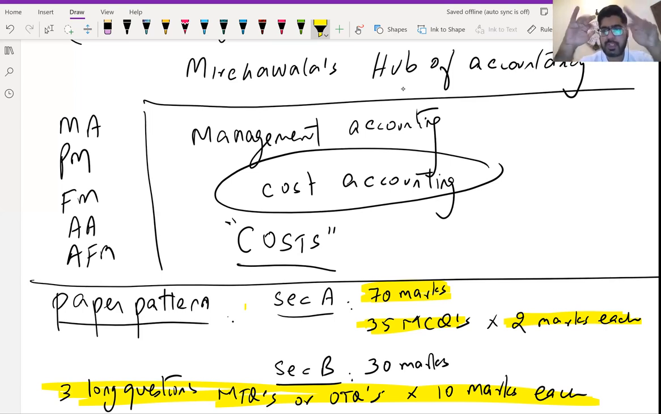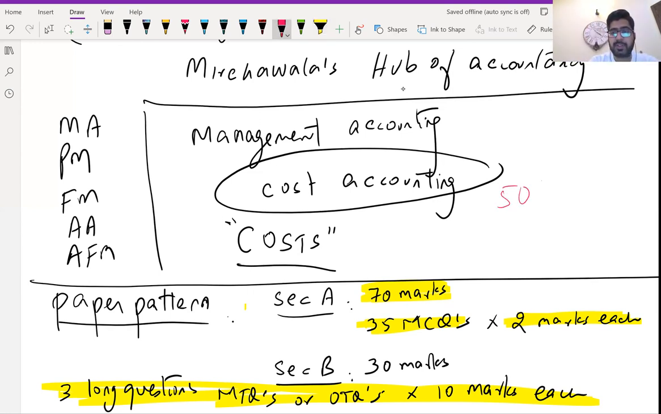A long question doesn't mean you have to type anything or perform calculations on a drafted sheet. No, nothing like that. It's just a small case study of 10, 15 lines, 2-3 paragraphs. From that case study, there are 5 short questions of 2 marks each, most likely MCQs, extracted from that scenario. So 10 marks are linked to that case. That's why they're called objective type or multi-task questions. So 70 marks Section A, 35 MCQs of 2 marks each, and 3 long questions of 10 marks each, with a case study for each, with 5 requirements of 2 marks each. This makes 30 marks.